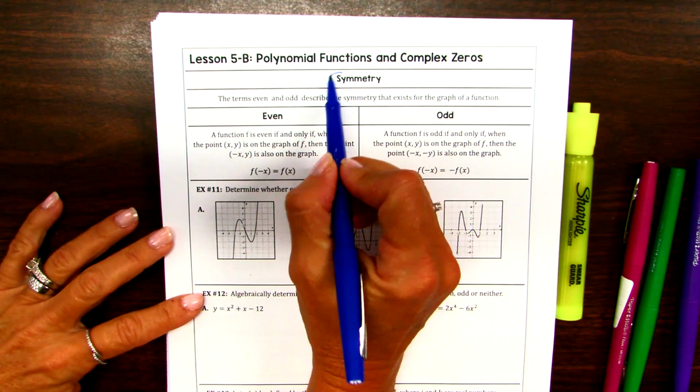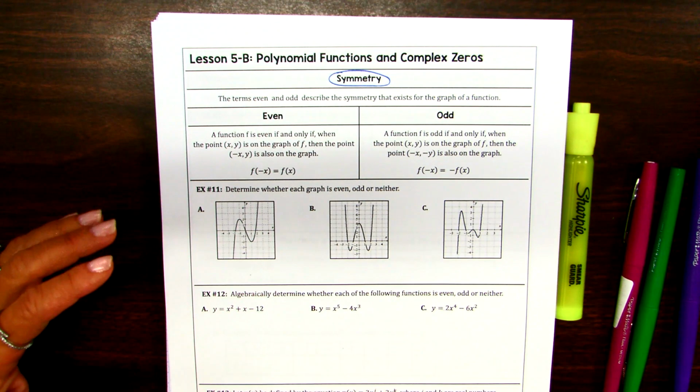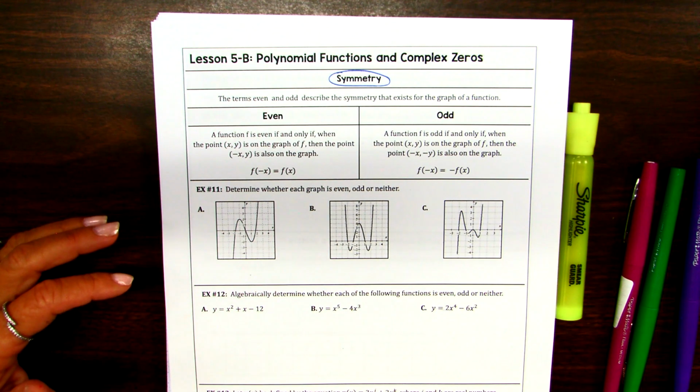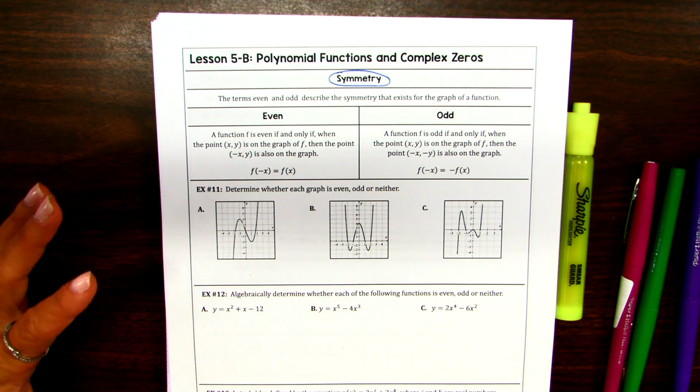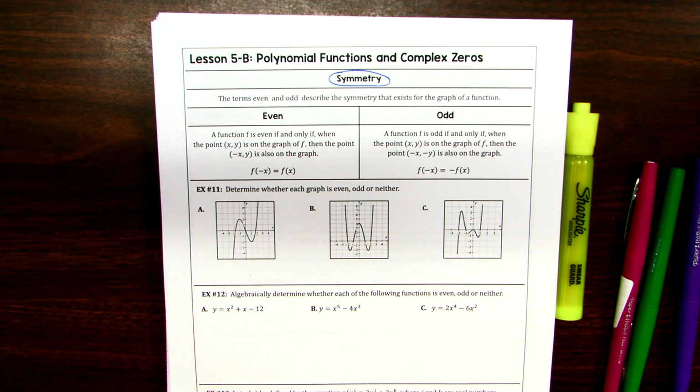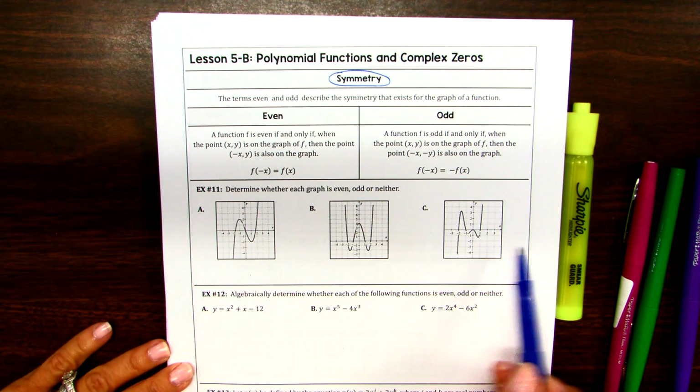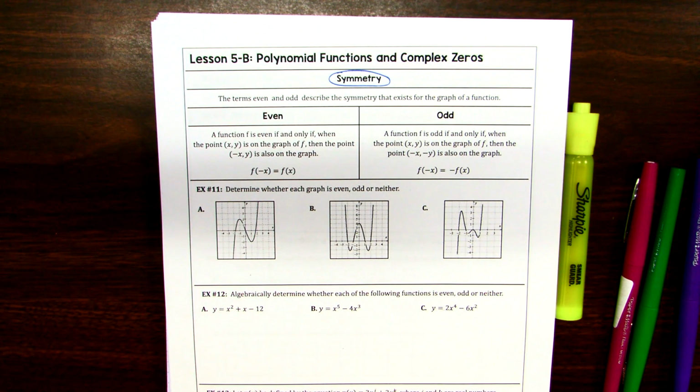So we're going to talk about symmetry first. For the purpose of this class, we only care about even symmetry and odd symmetry. Those are the only 2 we're going to worry about. There's all types of symmetry, but if it's not even or odd, it's neither. There's 3 ways that we're going to look at symmetry. On a graph, which is the easiest, you just look at it and you can tell, once I teach it to you.